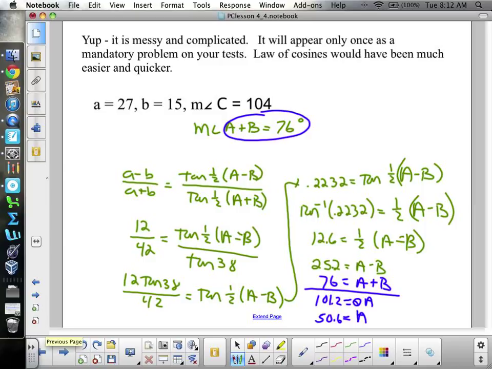All right, now I know angle A is 50.6. A plus B is 76, so B must be 25.4. Because A plus B has to equal 76. A minus B has to be 25.2. Yep, sure enough, that works out. Add 25.2 plus 76. Yeah, that's okay.